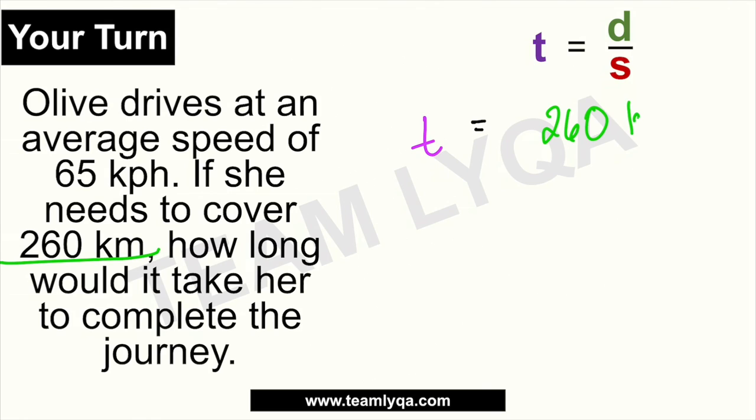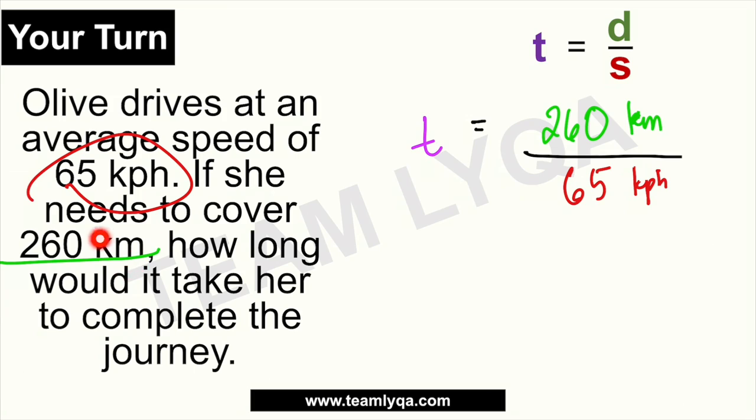Clue nyo dyan talaga yung unit kasi ang kilometers ay unit ng distance. Tas over siya doon sa 65 kilometers per hour, which is yung kanyang speed. Now, I just need to point out dito, it may not be applicable in this particular problem, pero in some problems, merong discrepancy sa unit. So, for example, yung distance is in kilometers, tapos naka-miles per hour yung speed.